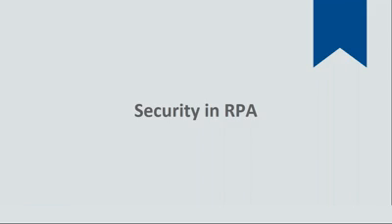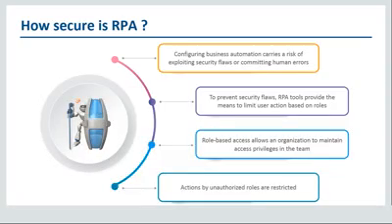Now moving on to the next part of our session, which is security in RPA. Let's dig a little deeper and understand the security aspects we should keep in mind whenever we are creating RPA applications. From the security perspective, the first point is about how secure RPA is. Let's read what it says: configuring business automation carries a risk of exploiting security flaws or committing human errors, right? This is basically a fact. Nothing is perfect in this world, right?